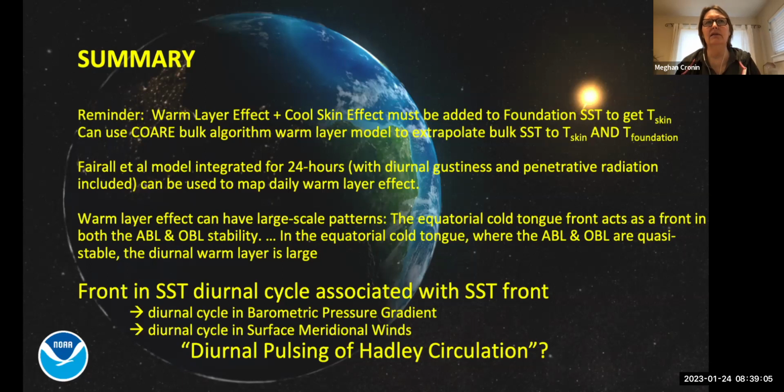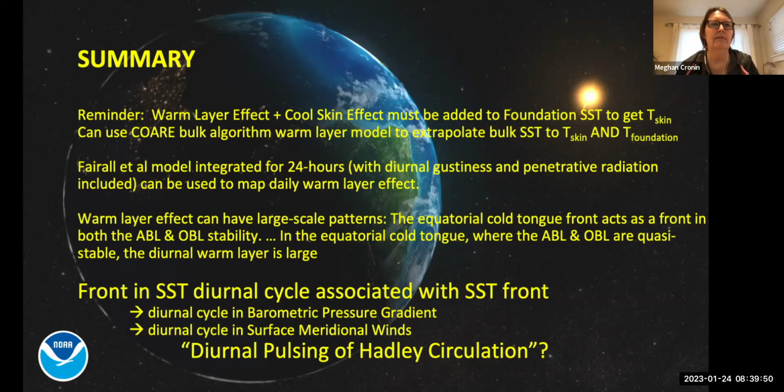The Fairall model can be integrated for 24 hours. If you add this diurnal gustiness and a penetrative radiation, then you can use that as an analytical equation to map these daily warm layer effects. And doing that, we see that the warm layer effect can have large scale patterns. The equatorial cold tongue front acts as a front in both the atmospheric boundary layer and oceanic boundary layer stability. And in the equatorial cold tongue, where those boundary layers are quasi-stable, we get a diurnal warm layer.